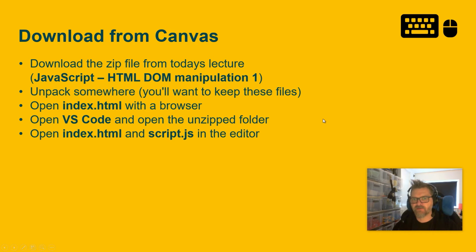First of all, download the zip file from today's lecture, which is JavaScript HTML DOM manipulation. It's on Canvas. Unpack it somewhere where you can find it again, in your work folder, whatever. Open the index.html with the browser, and open Visual Studio Code and open the unzipped folder with Visual Studio Code. Then open the index.html and the script.js files in the editor. You can pause the video and do that now.